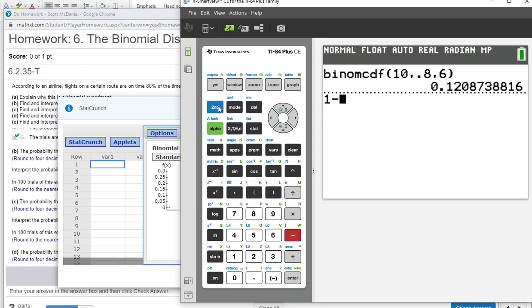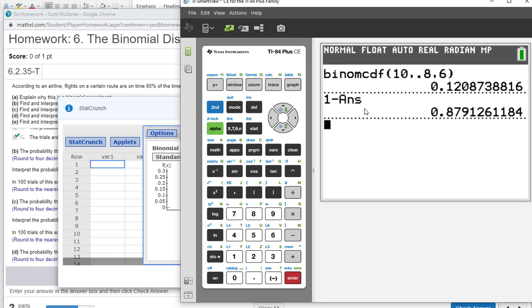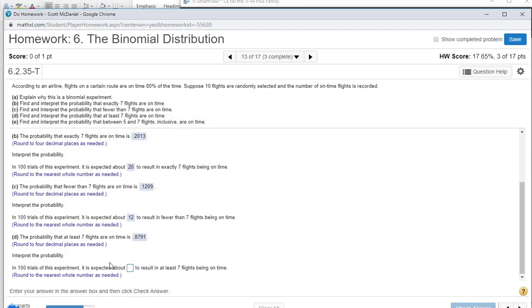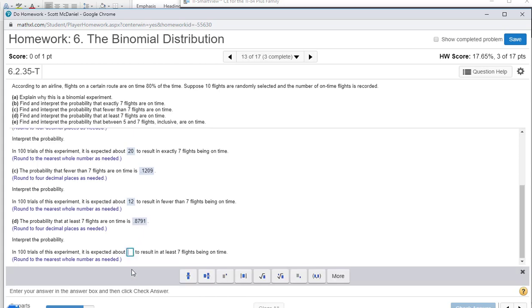With the calculator, I can just say 1 minus this value here. 1 minus second ans. Remember that ans brings up the last thing we did, and we get exactly the same thing. Tricky though. Very tricky. Notice I don't have the 7 in there. So make sure you see what just happened. I want at least 7, so 7 or higher. So I found 6 or lower and subtracted it from 1. So again, in 100 trials of this experiment, it is expected about 88, if I round. 0.8791 times 100 is about 88.